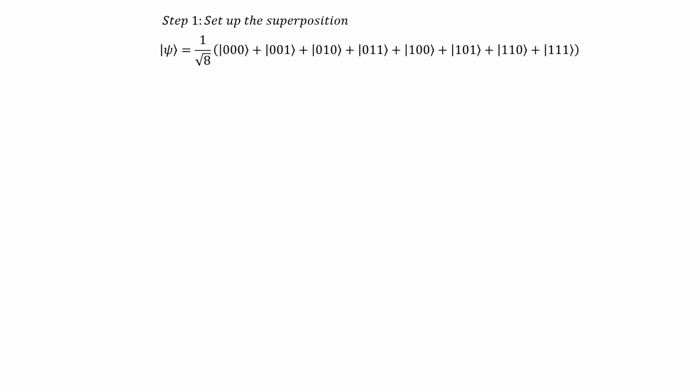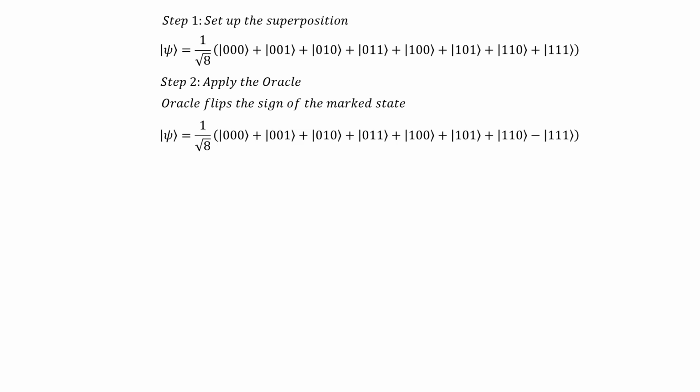That's easy. It's just an even distribution over all the possible states. So each of them gets a coefficient of 1 over root 8. Now we're going to apply the oracle. This is going to flip the marked state, and our marked state is our 111 state. So our coefficient in front of that becomes negative. Then we're going to apply the diffusion operator.